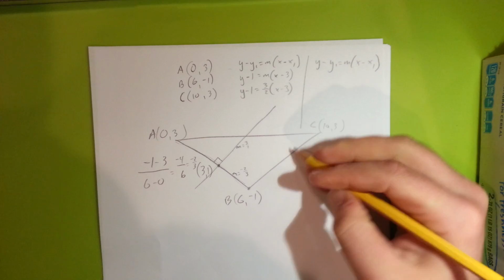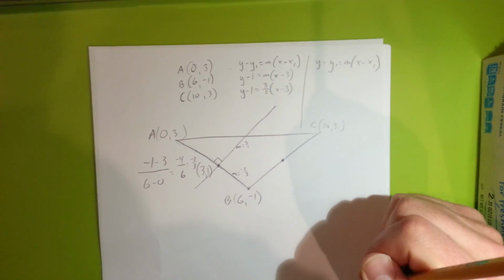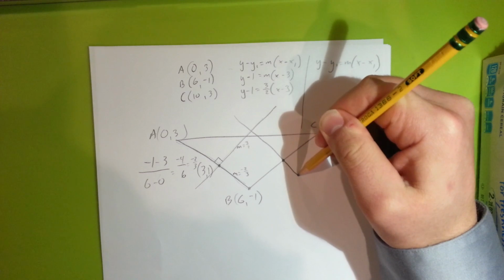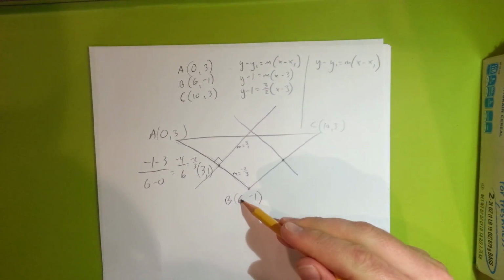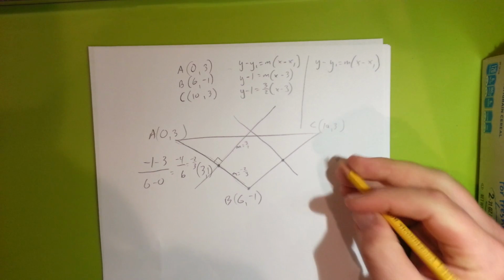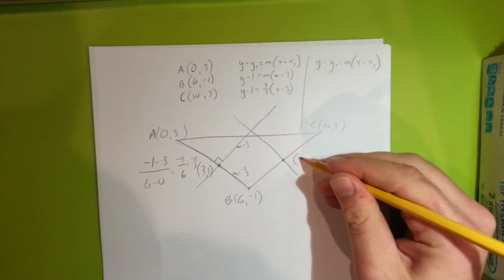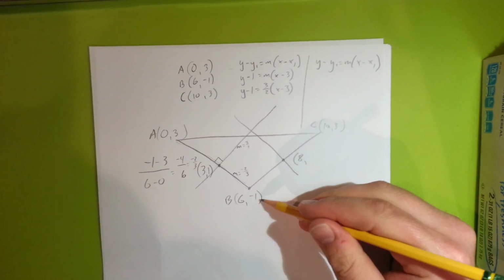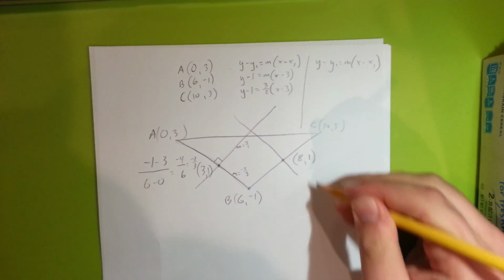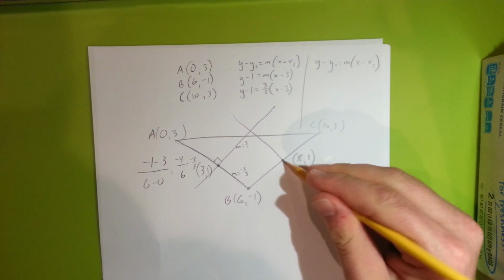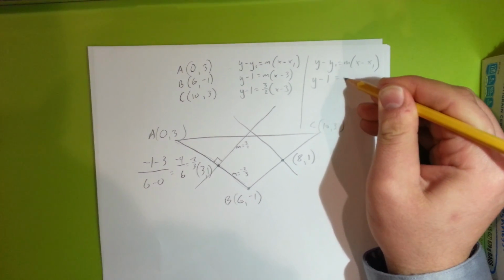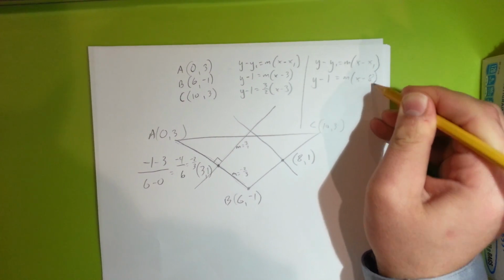Now I have to do another one. I want to find the midpoint of this side and then find the equation of that line. So for the midpoint, I've got coordinates 6, negative 1 and 10, 3. Halfway between 6 and 10 is 8, and halfway between negative 1 and 3 is 1. So this has coordinates 8, 1, and I can plug those right in. So y minus 1 is equal to m times x minus 8.